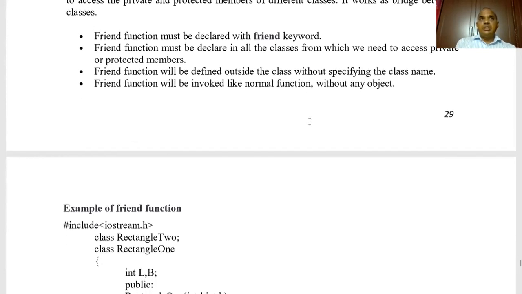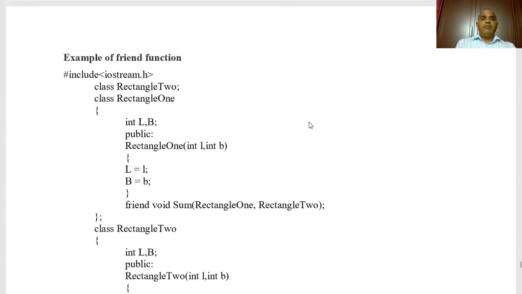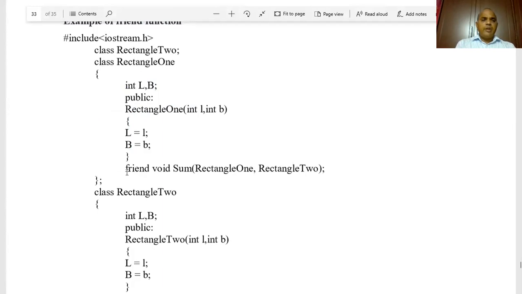This is not in your syllabus, but we want to learn friend functions. This is the most important concept of friend functions. In this example, see class Rectangle 1 and class Rectangle 2. Here two classes are defined. In class 1, these are the private members of this class. Then this is the public member function, and this is the friend function.